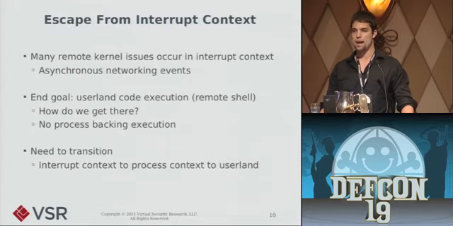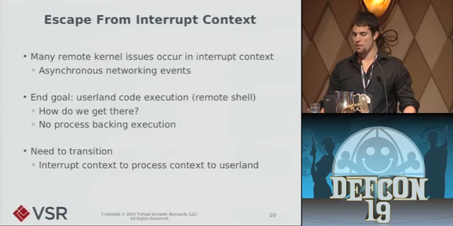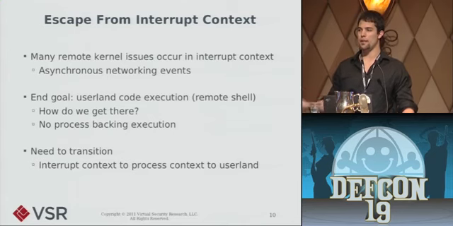And the final challenge, in my opinion, with writing these exploits is they frequently occur in what's known as interrupt context. Ten-second operating system 101. When a process makes a system call, it is executing kernel code in what's known as process context, where the thread of execution has a userland application, a process associated with it. But in contrast, when you're dealing with receiving asynchronous events, like receiving networking data, the kernel is running in what's known as interrupt context. It doesn't have a process associated with that thread of execution.